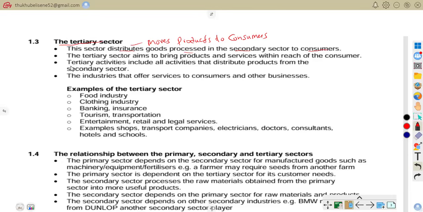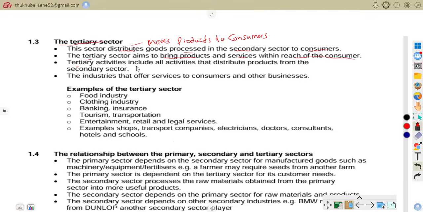The tertiary sector aims to bring products and services within reach of the consumer. So they bring goods and services closer to people. It means they make it easy to access products and services. That is what the tertiary sector is. For example, supermarkets selling food nearby.